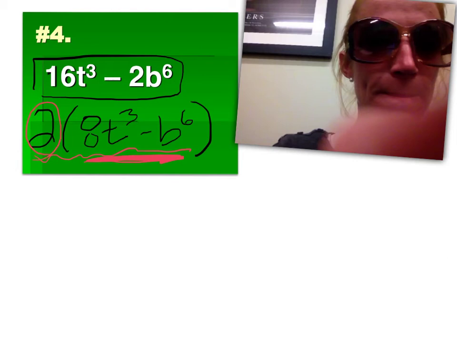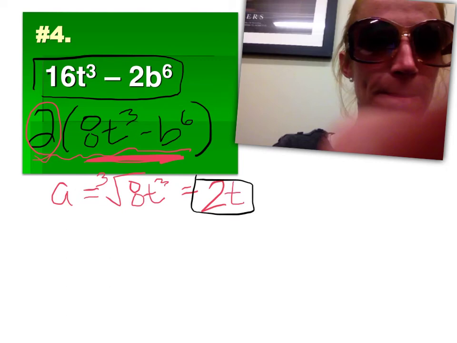So if I'm using this correctly, a equals the cube root of 8t to the third, which is really the cube root of 8, 2, and the cube root of t to the third, t. So that's the a value. The b value is the cube root of b to the 6th. So you divide 6 by 3 and you get b squared.